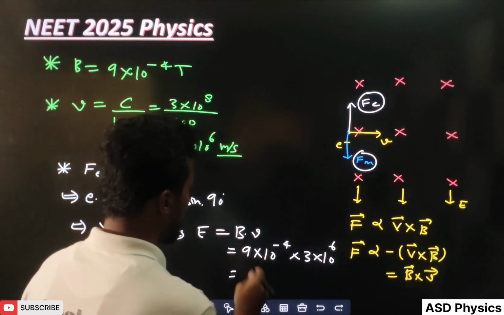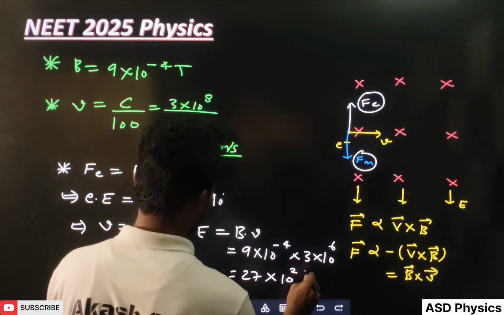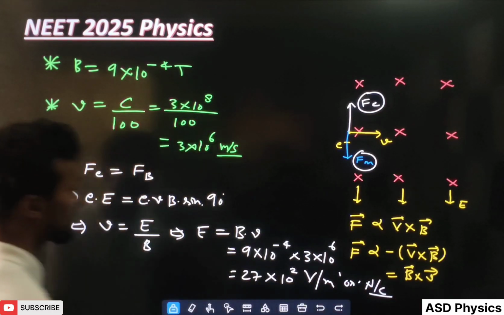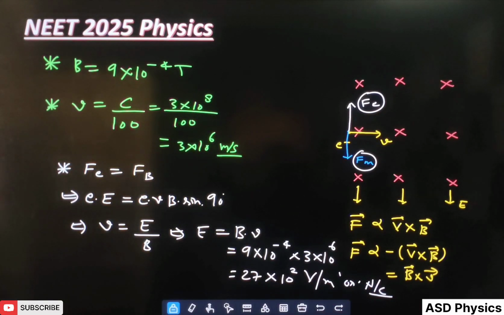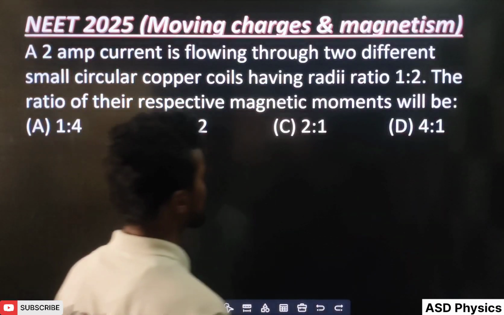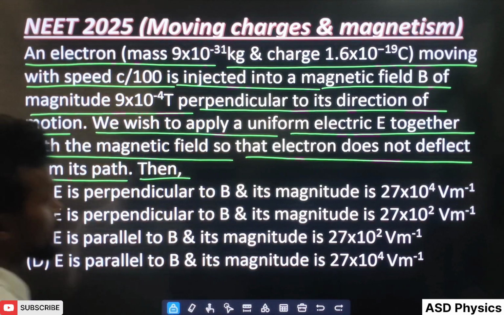So 9 into 3, 27 into, it will become 10 power 2 volt per meter or Newton per coulomb. So what is coming here? 27 into 10 power 2 Newton per coulomb. Okay, and this is the diagram here. So you can see here, students, 27 into 10 power 2.